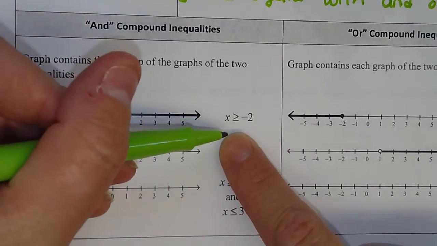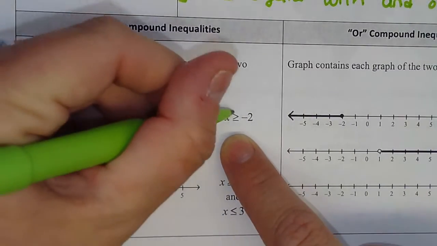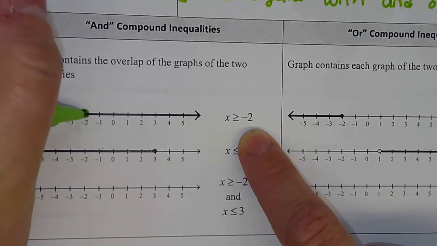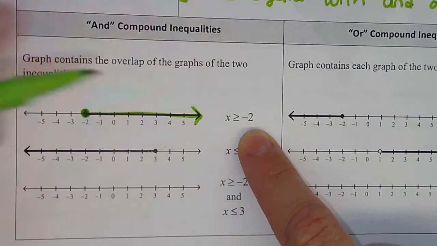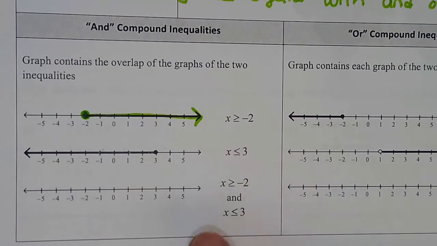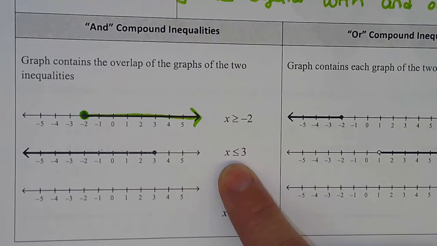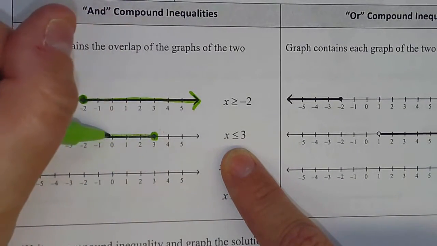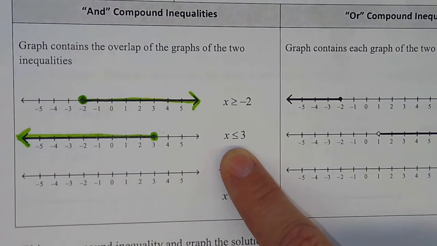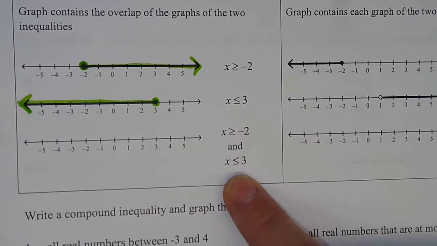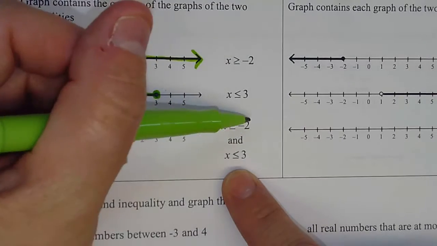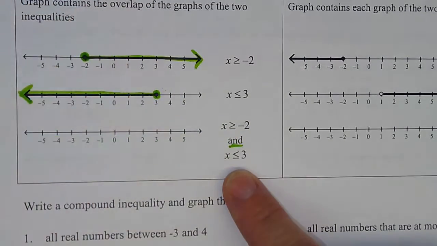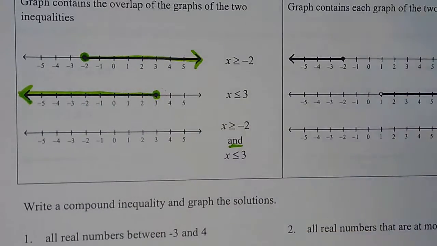If you have x is greater than or equal to -2, what you would do is put a dot at -2 and shade to the right. That's what they did here. And then if you have x is less than or equal to 3, you would put a solid dot at 3 and shade to the left. But what if you have the compound inequality, x is greater than or equal to -2 and x is less than 3? How do you graph this?